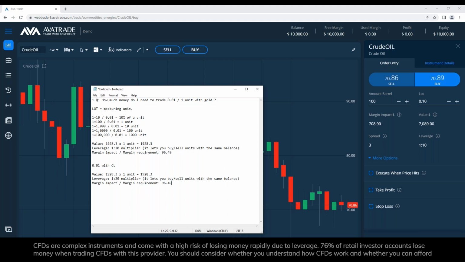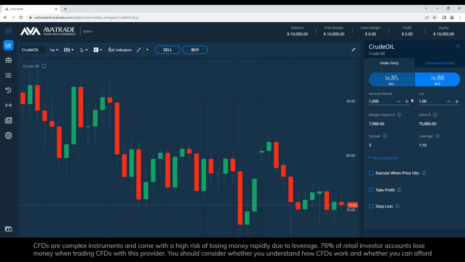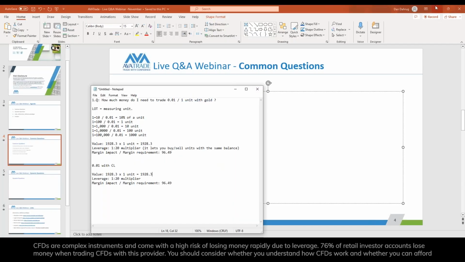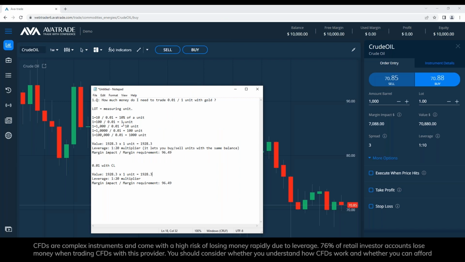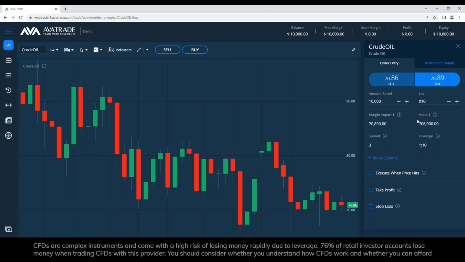So we have the value, the leverage here, and this is no longer necessary. It's already written above. Now, because the lot size here is 1,000, and what I wrote is that when the lot size is 1,000, so 0.01 equals 10, right? So I must multiply that by 10. Oh, sorry, let me change that.